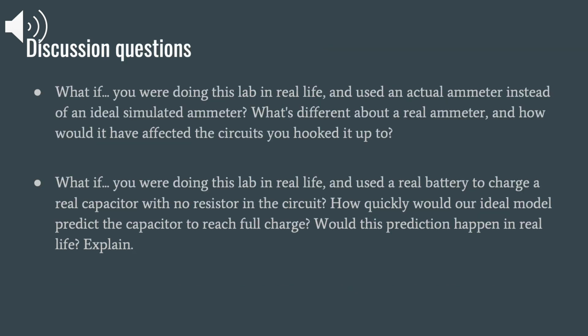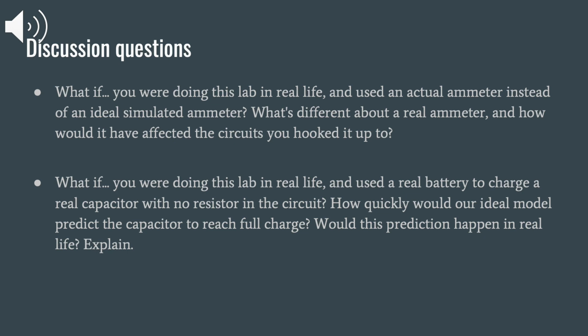What if we were to do this lab in real life and use an actual ammeter instead of the ideal simulated ammeter? What would be the difference between the real ammeter and how would it affect the circuits that we had hooked it up to? In an ideal ammeter, we assume that it has 0 to negligible resistance, which means it lets all the current pass through and there's no decrease in current due to the ammeter. However, if you use an actual ammeter, there would be a current drop that would be seen, and this would affect the values that we had calculated.